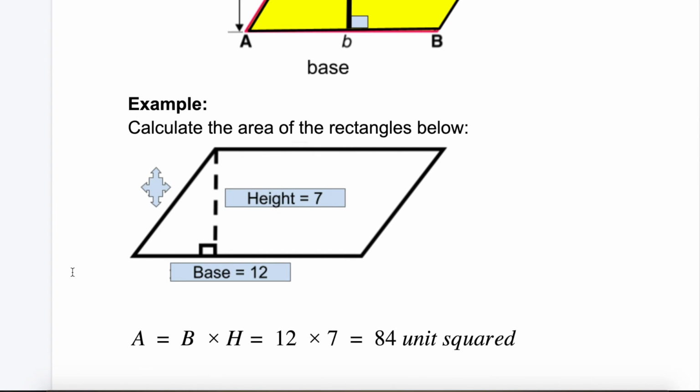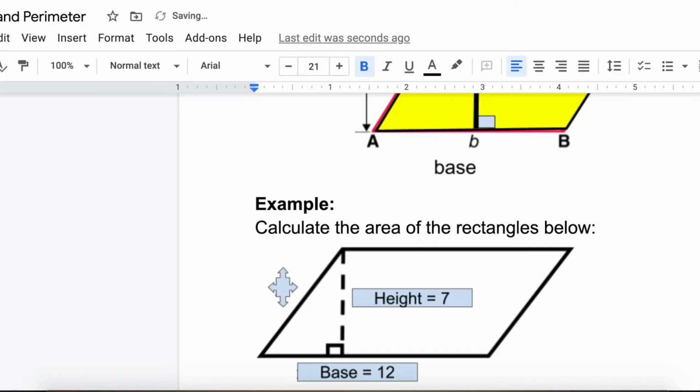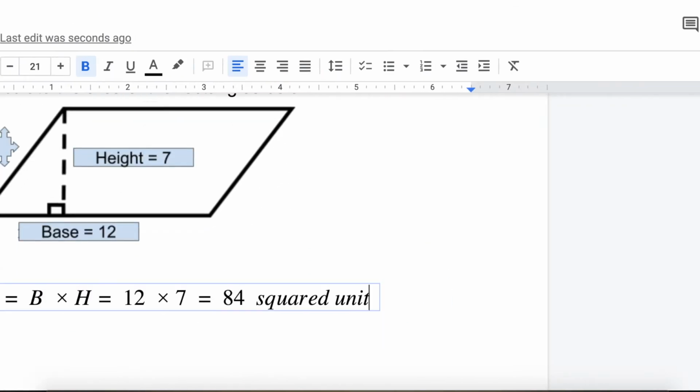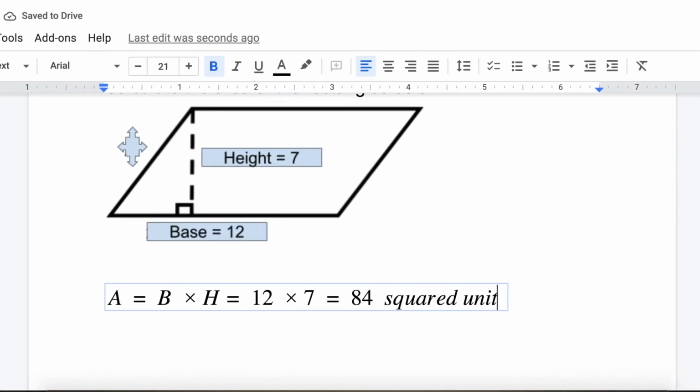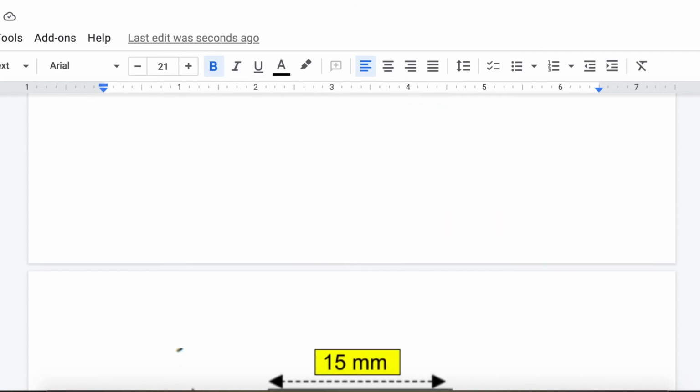Example, this parallelogram has a base of 12 and a height of 7. You just say area equals base times height equals 12 times 7, which is 84 unit squared, or squared unit. So squared unit means that if it was in inch, it would be inch squared. If it was in meter, it will be meter squared. That's why I said squared unit.